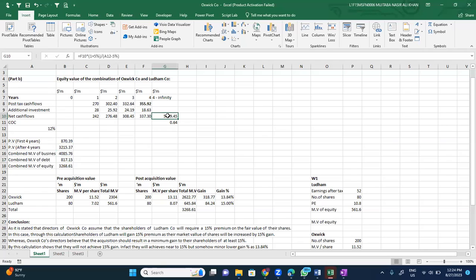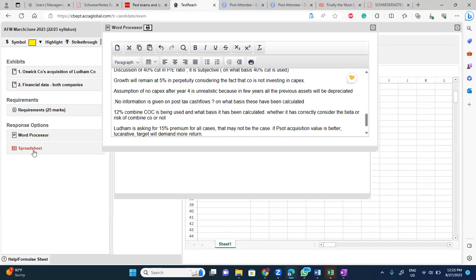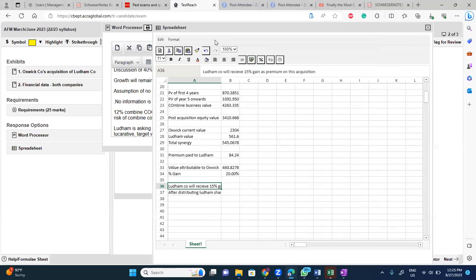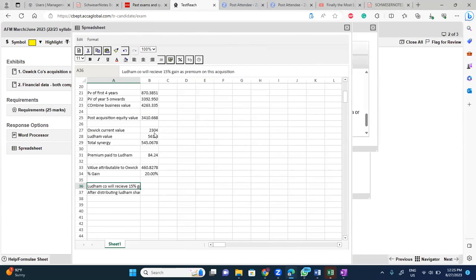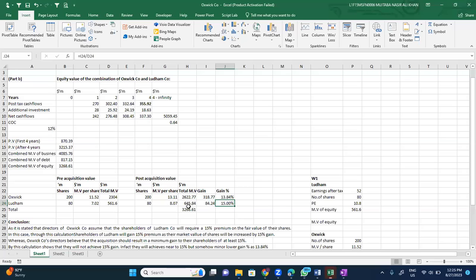By the way, you have made only this one mistake. The rest is fine. Okay, how is this possible? 15%, 3 to 6, and by the way, what is the value? The combined value is 3410, and he is getting 3268. That's why the Oxwick answer is lower.